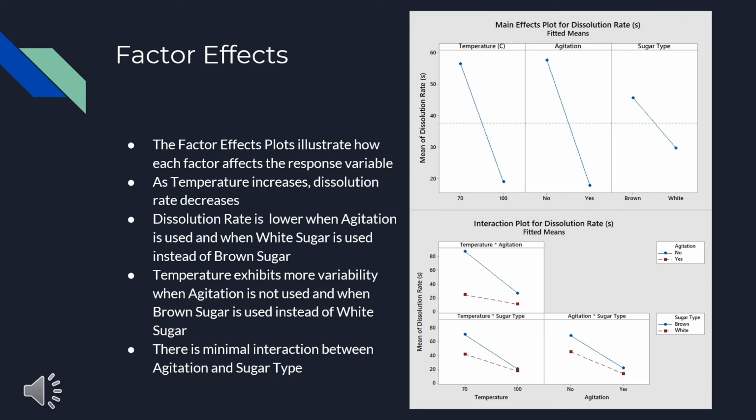The interaction plot illustrates how the interaction between two factors affects the response variable. In the interaction between temperature and agitation, we see that the effect of temperature is most variable when agitation is not used. Similarly, temperature is more variable when brown sugar is used instead of white sugar, though not as much as with no agitation. The interaction between agitation and sugar type is not very strong, evident by the nearly parallel lines in the plot, though again, the use of white sugar still results in a lower dissolution rate.